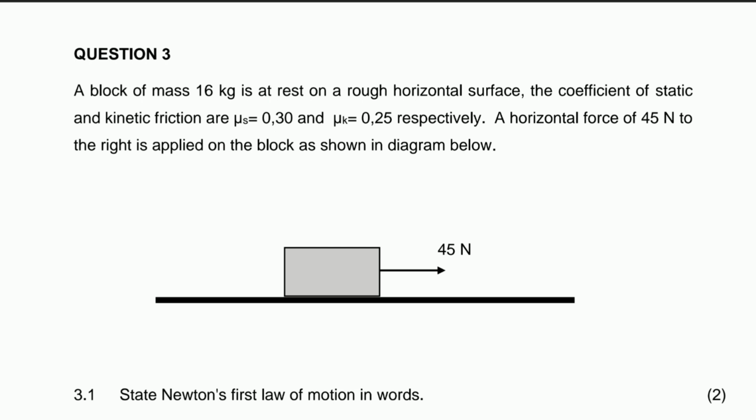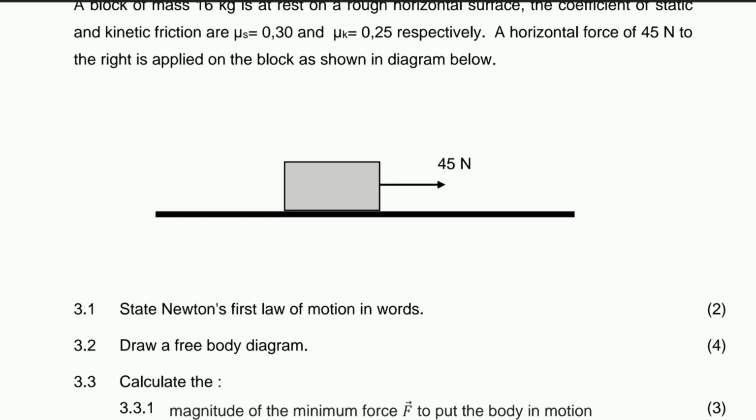Question 3 says: the block of mass 16 kg rests on a rough horizontal surface. The coefficients of static and kinetic friction are 0,3 and 0,25 respectively. A horizontal force of 45 Newton to the right is applied on the block as shown in the diagram below. You have this situation here.